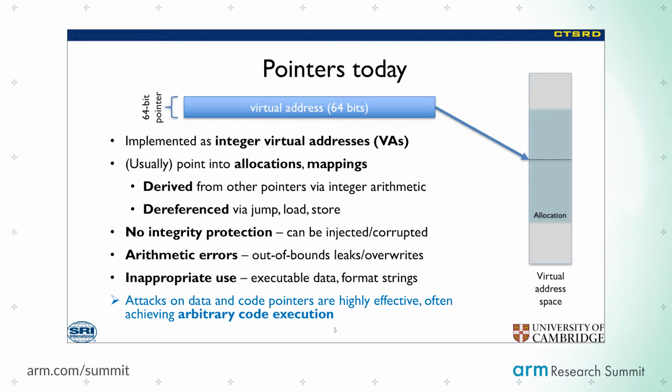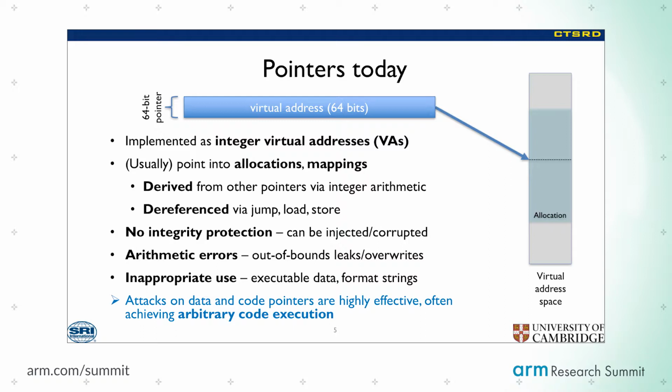Once in a while, we will dereference these pointers by jumping to them and fetching instructions or loading and storing data. Today, there is no integrity protection provided for these. They can be injected, they can be corrupted, and so on. They're subject to arithmetic errors. Often these come in the forms of failed bounds checks, but also wraparound and so on, which can be exploited by attackers. And it's quite hard to get these checks right in the C programming language.